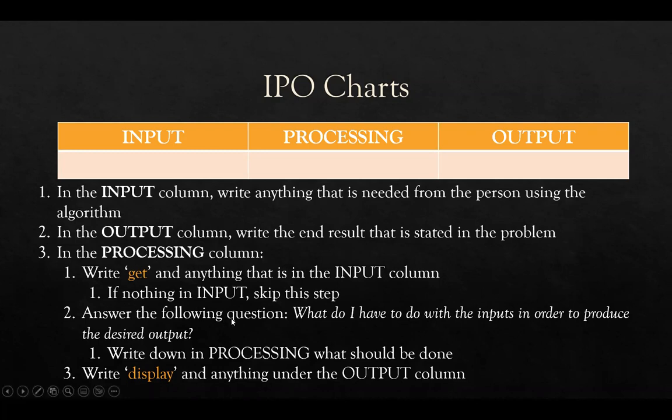Now, once we have everything in, we want to answer the following question. What do I have to do with the inputs in order to produce the desired outputs? So write down in the processing column whatever should be done. And you follow up with a display, the word display, anything that's in the output column. Because remember again, we're in a processing world and we have to make sure that we move anything that needs to be displayed to the user out. So we write display.